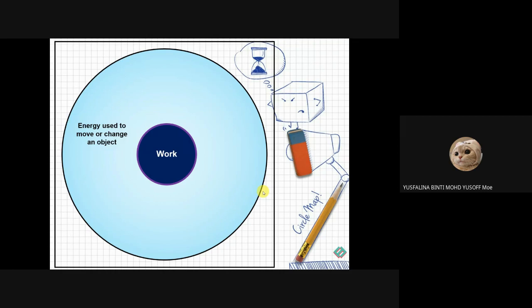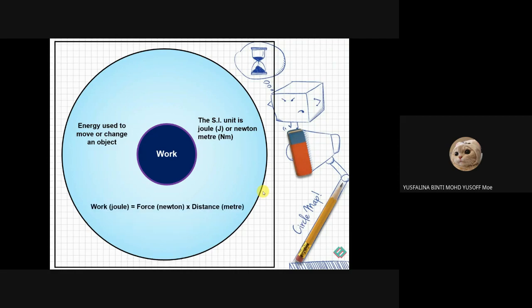So actually, if they ask you the meaning of energy, energy is the capability to do work. But what's the meaning of work? Work is the energy used to move or change an object. The SI unit for work is joule, or sometimes we can put Newton meter.